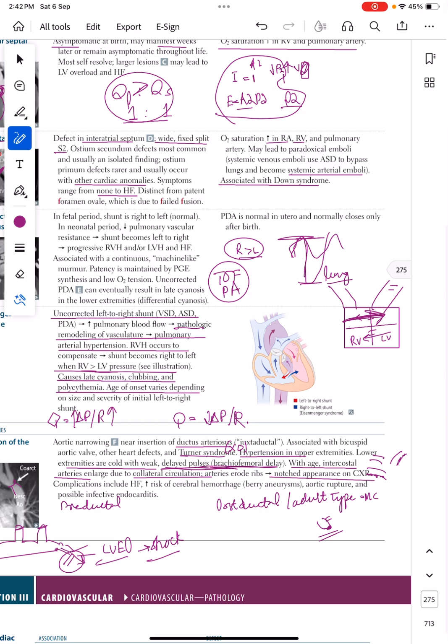The complications include heart failure and increased risk of cerebral hemorrhage. Berry aneurysms are associated with coarctation of the aorta, along with aortic rupture and possible infective endocarditis. Thank you.